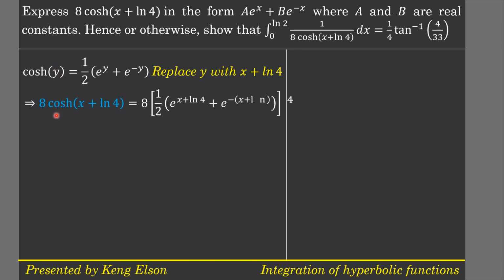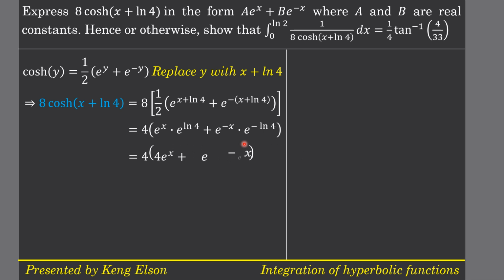We get 8 cosh(x + ln 4). The 8 is outside. By the definition, we need to indicate a half. Here is a half. In the place of y, we replace it with x + ln 4. The negative sign will affect the x and will affect the ln 4, and we are going to get 8 times half, which is 4. Now from indices, e^(x + ln 4) is e^x times e^(ln 4). Now this negative sign will affect x and will affect the ln 4, so we can also separate it this way.